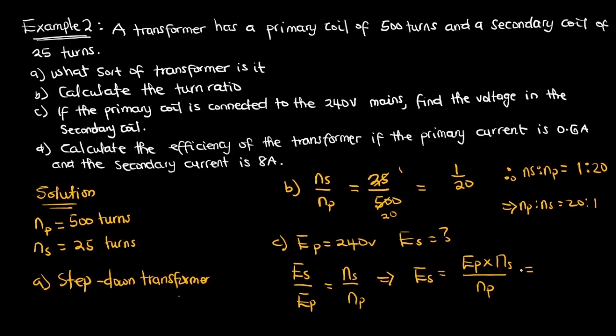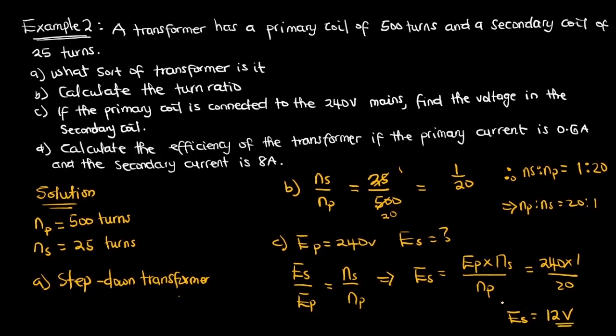So this will be equal to our EP, which is 240 volts, multiplied by the number of turns in the secondary, which in terms of ratio, the NS is 1. So we'll use 1 over the number of turns in the primary, NP, which is the 20 at the bottom here. So this is basically 240 divided by 20, and if you compute that, that will give us 12. So our answer is 12 volts, right?